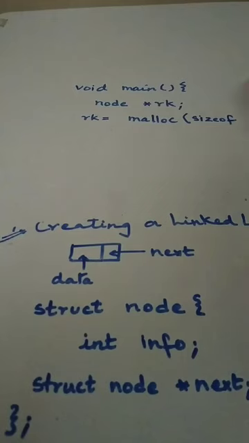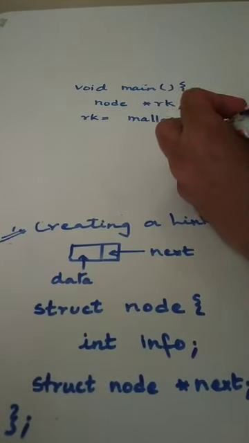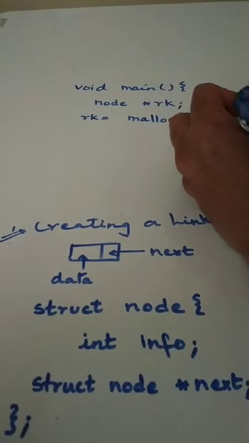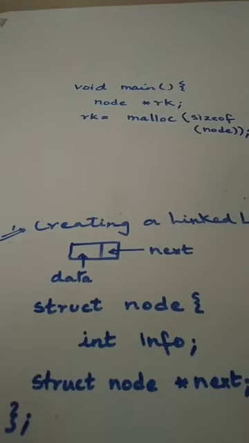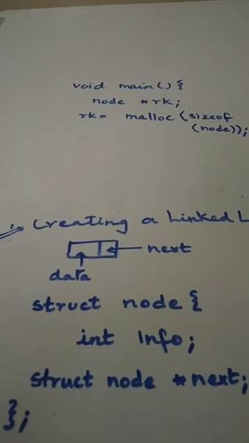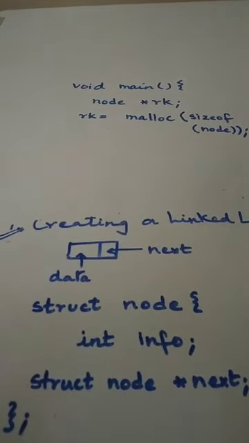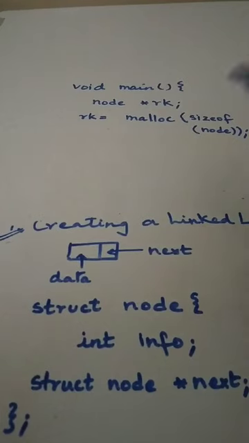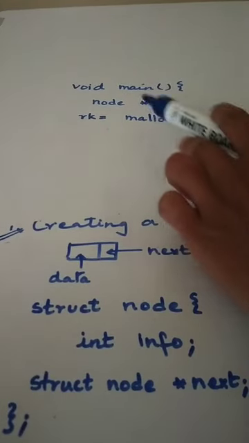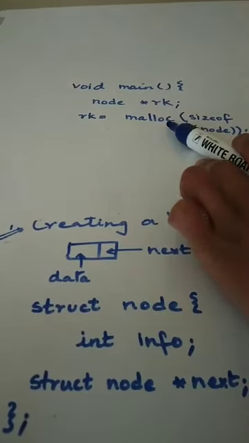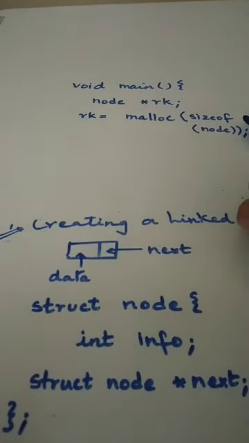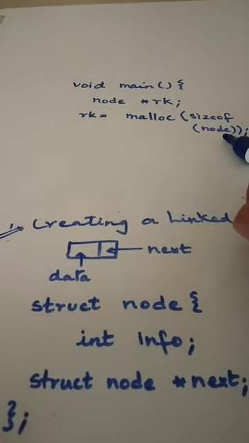the size of, I'm just writing it below, size of the node. I'm letting the compiler calculate the size of the node. So what just happened here? I am allocating memory to this pointer, and how much memory? The memory equivalent to the size of one node.